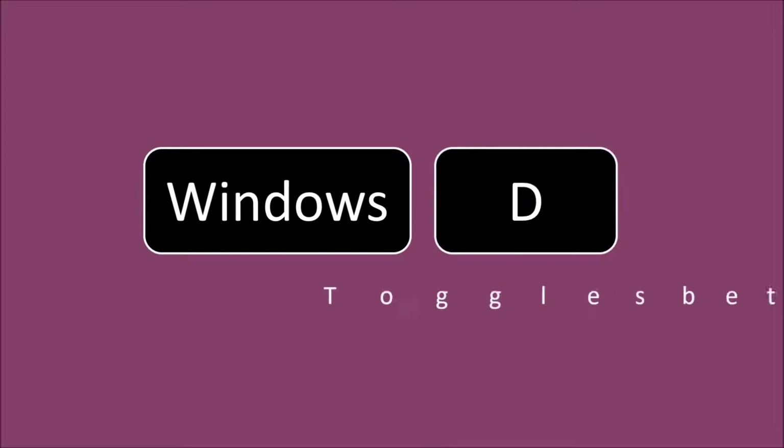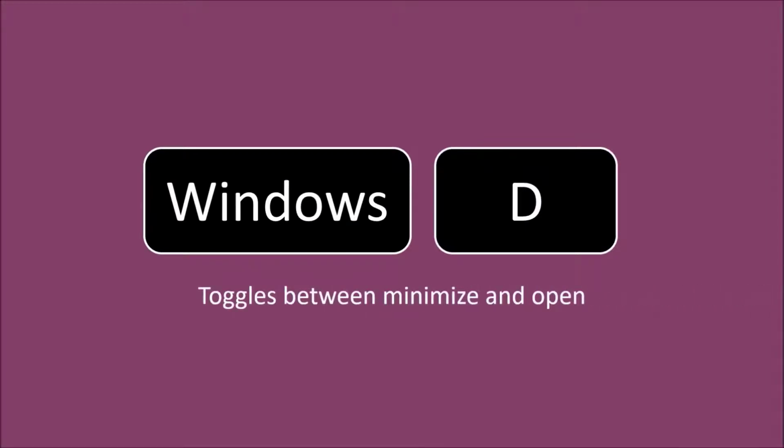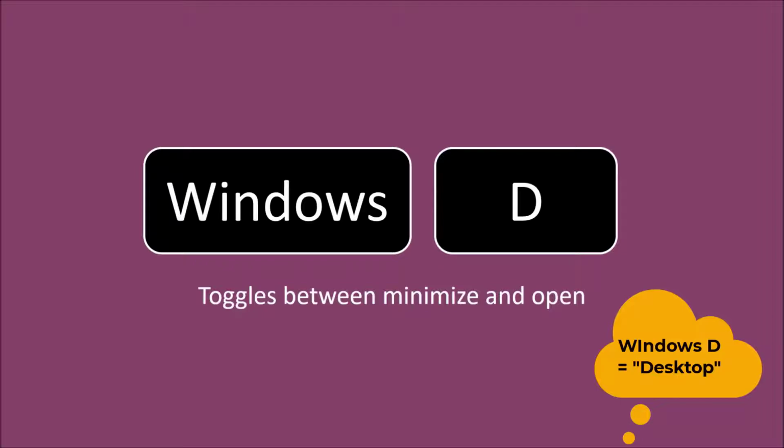Number 6. Number 6 is Windows D. And this just toggles between minimizing everything and opening everything. Very quick way of getting to your desktop. Think of it as Windows Desktop.